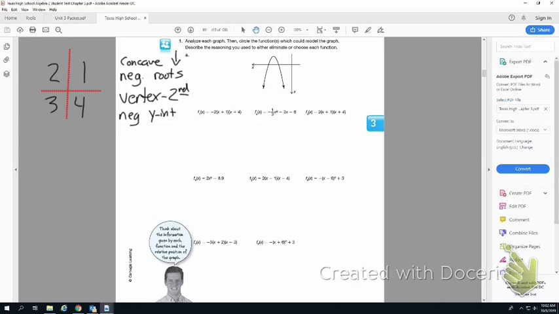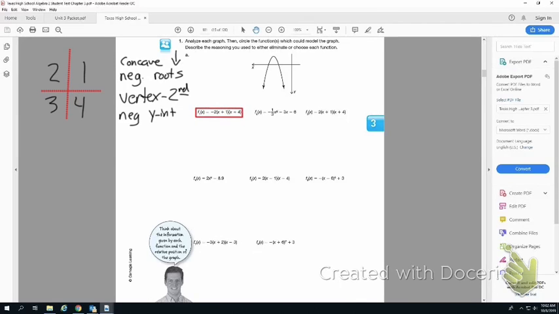This first one, could this be an equation that gives me that? Yes. Why? Okay, because you've got negative, so you know it goes down. What are the roots that this equation is going to give me? -1, -4. So yes, this one could work.